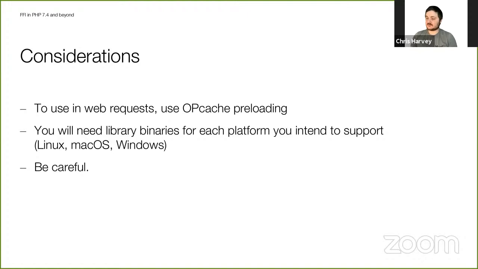You'll also need library binaries for each platform you intend to support, and that includes each architecture. So if you're running on multiple CPUs, different architectures like x86 or ARM, you will need binaries for each of these platforms, as well as each of the operating systems you intend to support. But generally, your target is usually a container, so this isn't generally an issue. You'll probably only need the binary for Linux, for example, and then in Docker, this will just work. You won't need the other bindings.